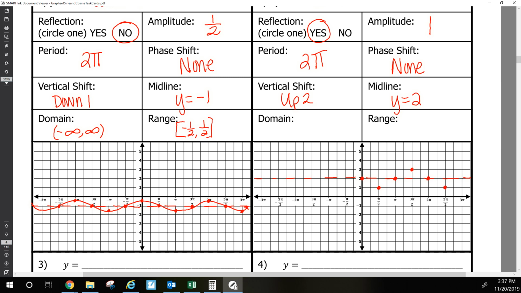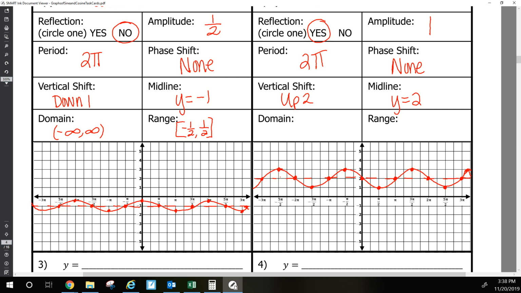And then I'm going to extend it out. So down 1, back to the midline. Other direction, I'm going to go up 1, midline, down 1, midline, up 1, midline. All right, here we go. It's going to look something like this. I guess I really should put an arrow that way. It kind of goes that way.